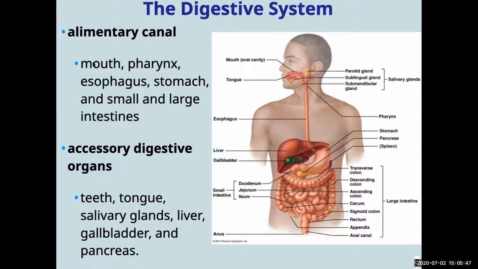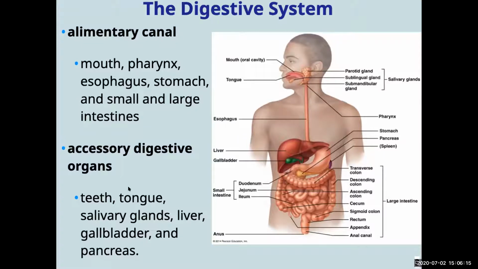And that includes the mouth, the pharynx, back here, the esophagus, the stomach, through your small intestine and then through your large intestine, all the way to the rectum and the anus. So it's this continuous tract that runs through.